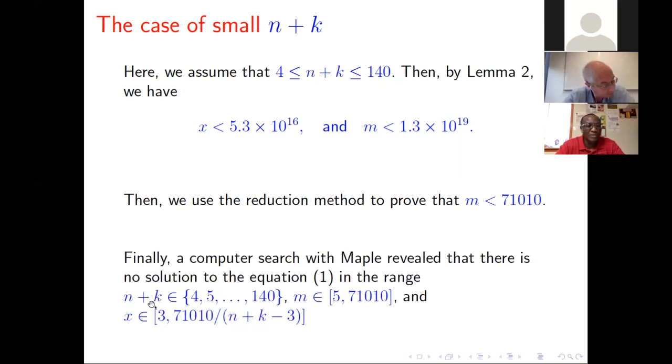We consider n plus k between 4 and 140, and m between 5 and 71,010, with the condition that x is between 3 and 71,010 divided by the quantity n plus k minus 3. And we ran a program with Maple, and we proved that there is no solution in this range. Okay, so we dealt with the small values of n plus k.